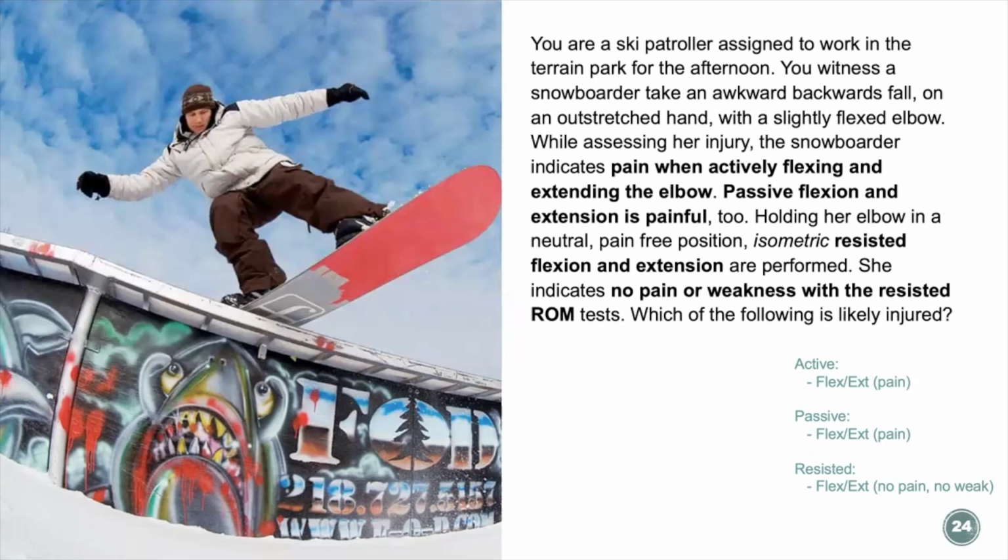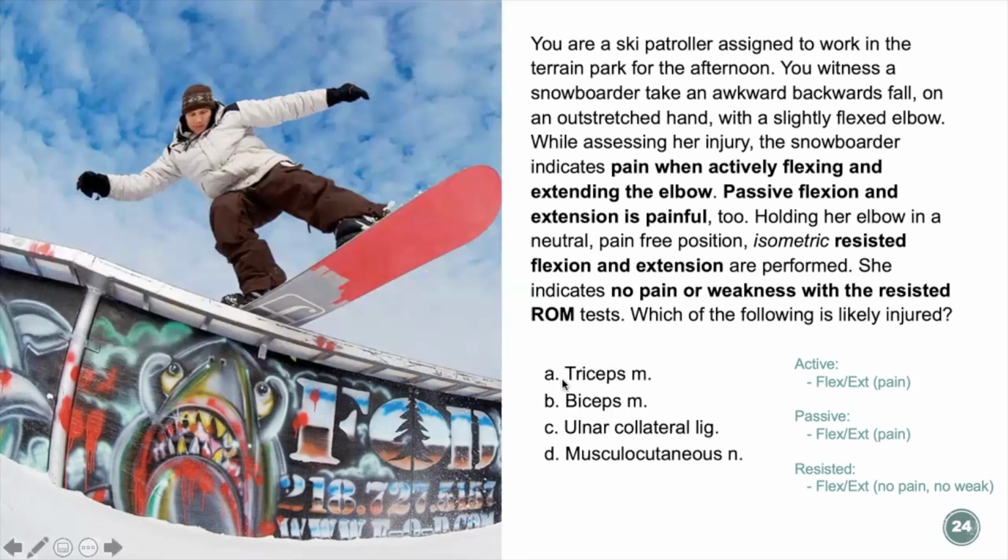Now, hopefully you were able to come up with this too and look that it's got to be a ligament that is injured, right? Because we have pain when there is movement, both active and passive movement in either direction. However, the resisted range of motion produced no pain and no weakness, which indicates that that is a ligament. So now what I can do is I can go to my answers and start looking up. Right? And I look up in my answers and I see the triceps muscle, the biceps muscle, the ulnar collateral ligament, or the musculocutaneous nerve. Now, right off the bat, with this question, I already know my answer without even knowing what the ulnar collateral ligament does, but it's the only ligament that's actually listed here.